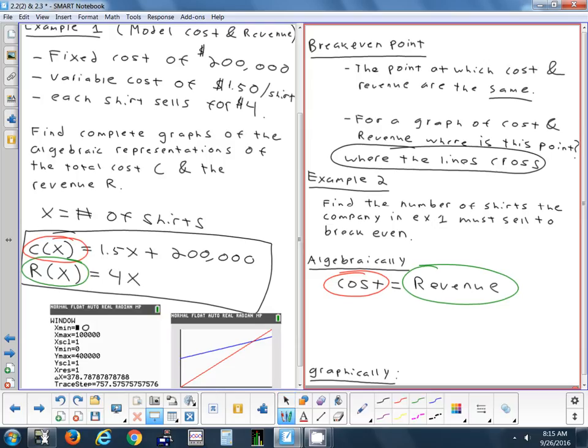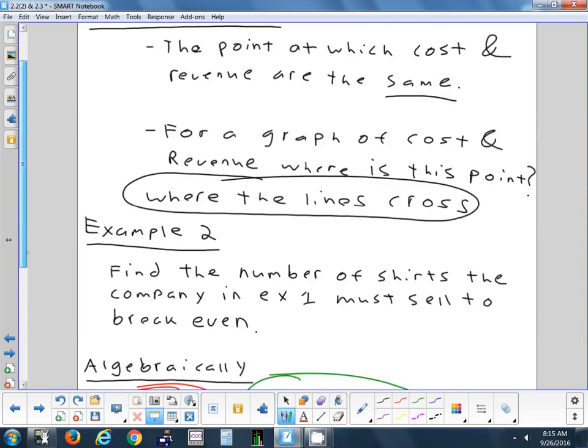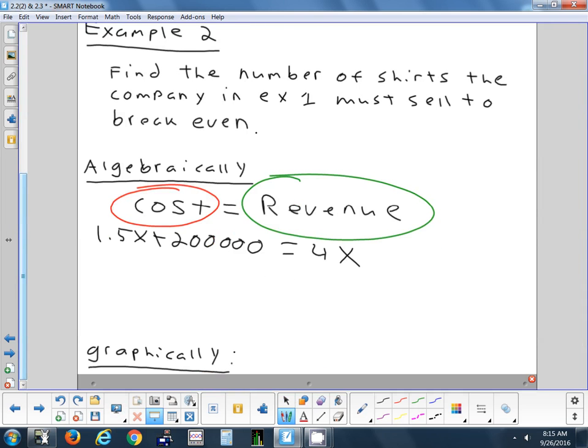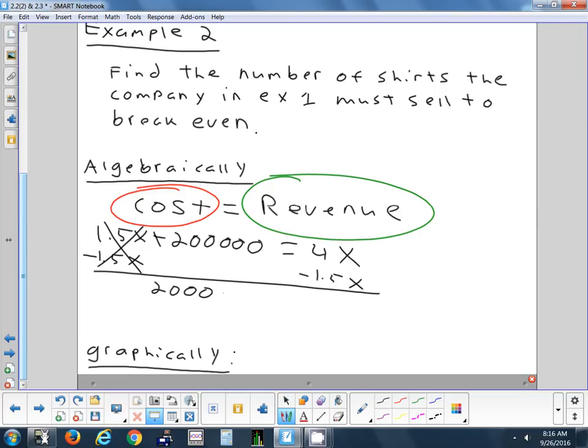Okay, so I'm going to get 1.5x plus 200,000 equals 4x. Okay, and algebraically, pretty straightforward. We should be able to solve that in two steps. Quinn, what's my first step to solve that? Divide both sides by 4. Or no, subtract 1.5x from the left side. Yeah, I would do that first. Why don't we subtract 1.5x from both sides? And Andrew, what does that leave me with? 200,000 equals how much? 2.5. Yep, 2.5x.